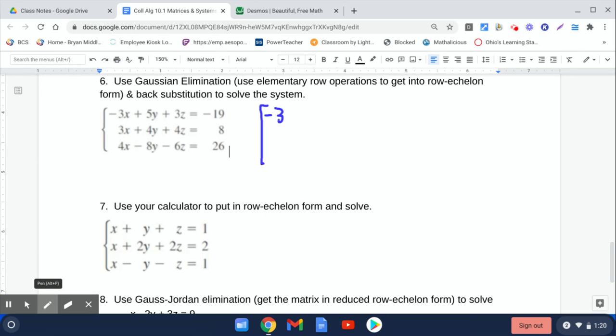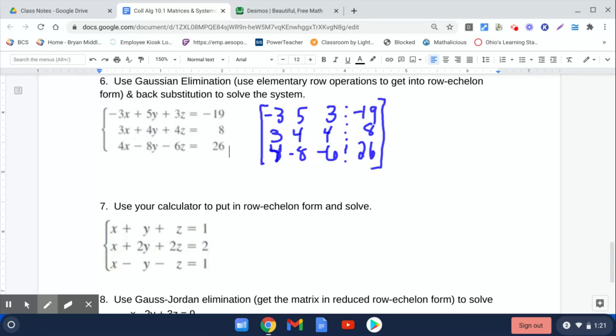So we're going to do -3, 5, 3 as coefficients. 3, 4, 4, and 4, -8, -6. That was supposed to be a 4. There it is. Okay, and then this little dotted line, and then -19, 8, and 26. So that's our augmented matrix. What we want to do is put this matrix in reduced row echelon form.